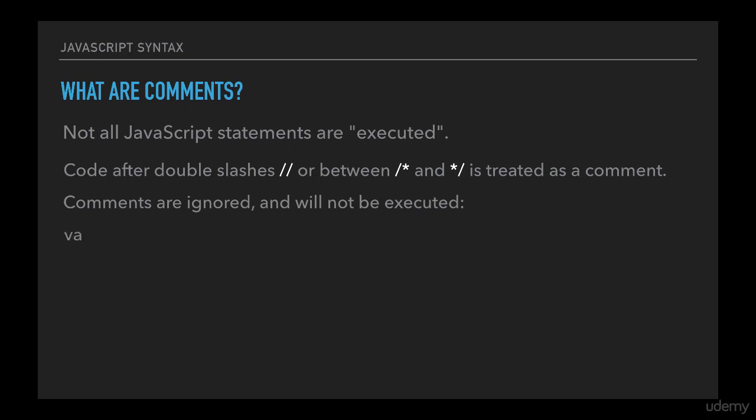So let's take an example. var x = 5 // and whatever comes after the slashes will not be executed. But var x = 5 will be assigned a value of 5. Similarly, if I have var x = 6 after the double slash, there will be no variable created and it will not be executed. So the entire line will be considered as a comment.